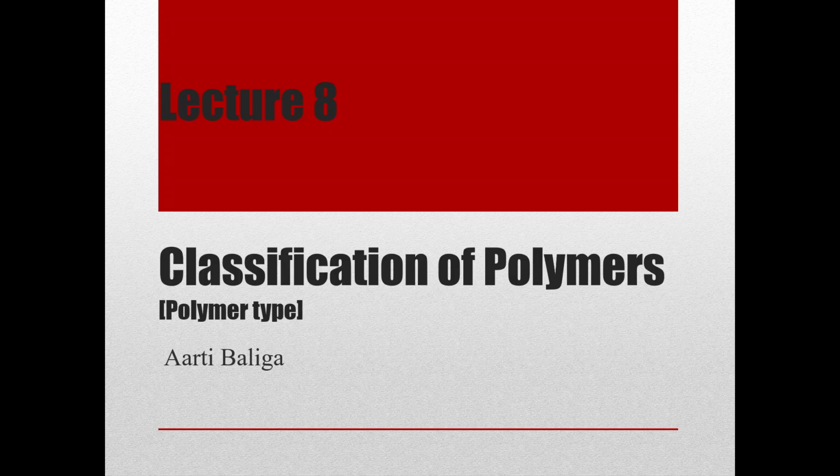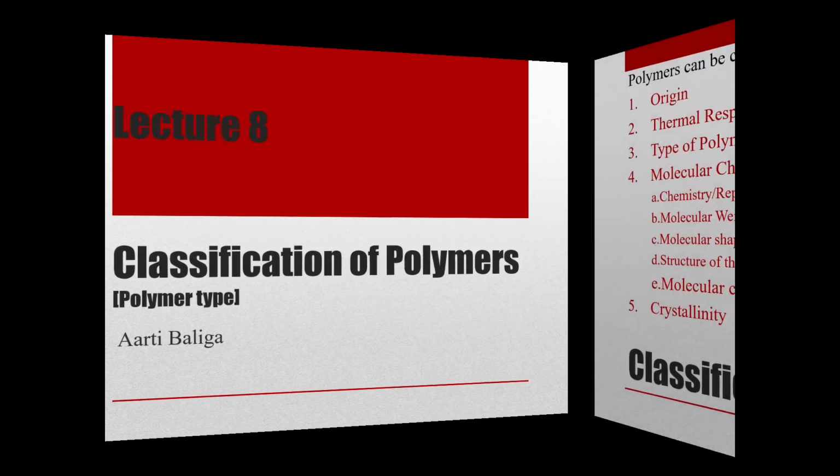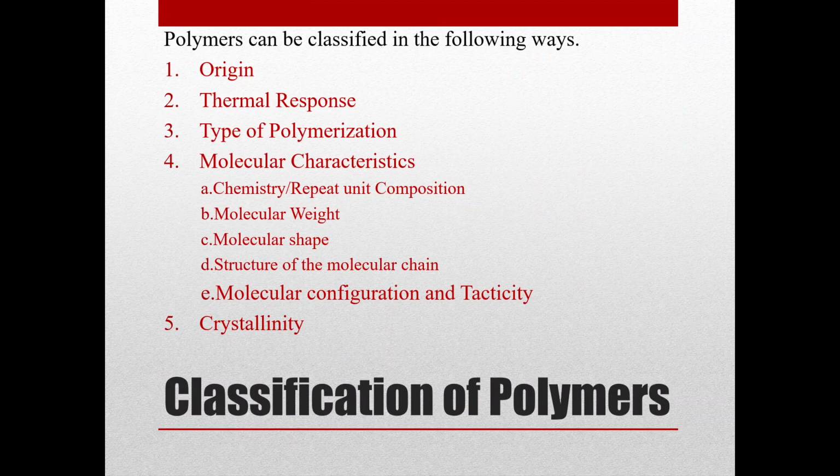Hello. Today under classification of polymers, we shall see the last type, that is polymer type. So we have already gone through all these various types of classification of polymers based on the origin, the thermal response, the type of polymerization, the molecular characteristics. We've seen the four subclassifications, that is molecular weight, molecular shape, structure of the molecular chain, molecular configuration and tacticity. We have also seen crystallinity, and now we shall see the last type, that is polymer type.